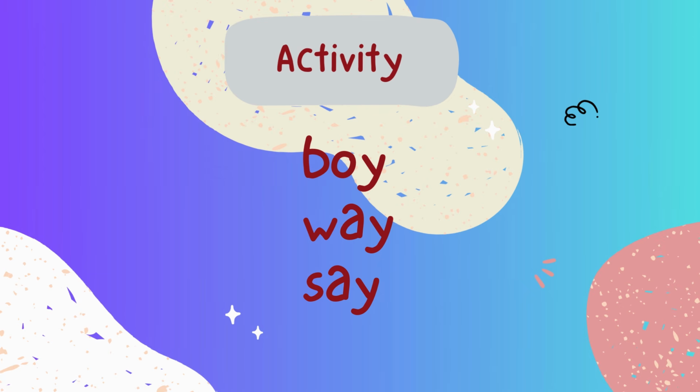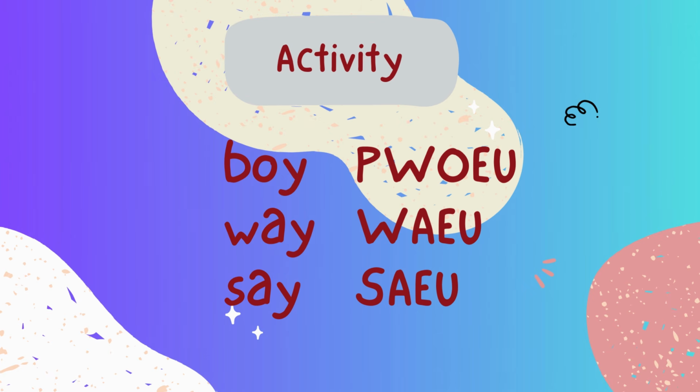3, 2, 1, 0. Let's reveal the answer. We have boy: initial B, and then diphthong oi. Way: initial W, long A. Say: initial S, and then long A.